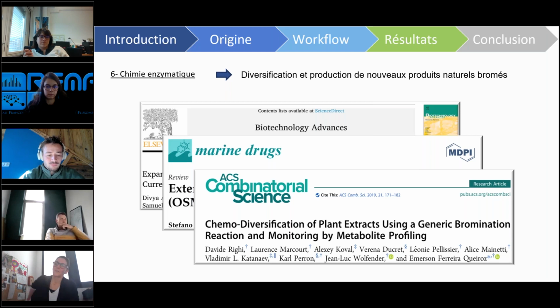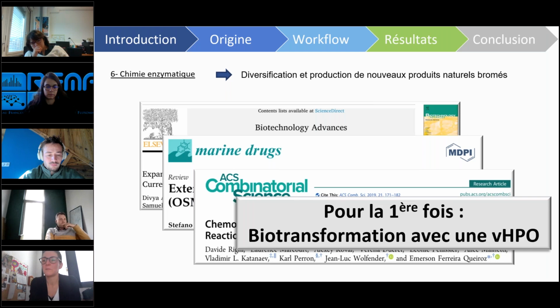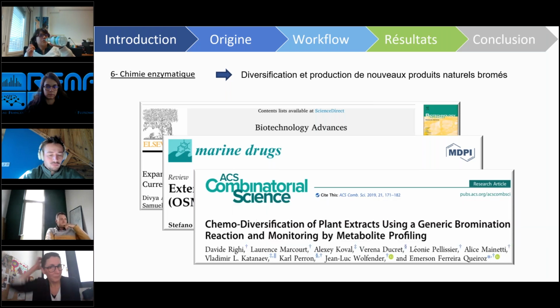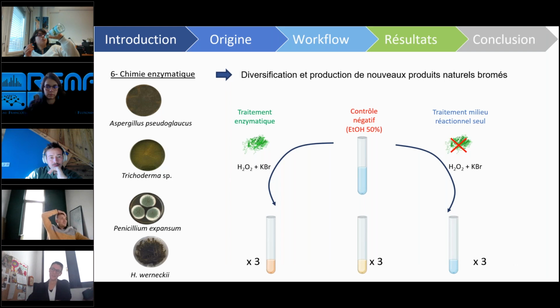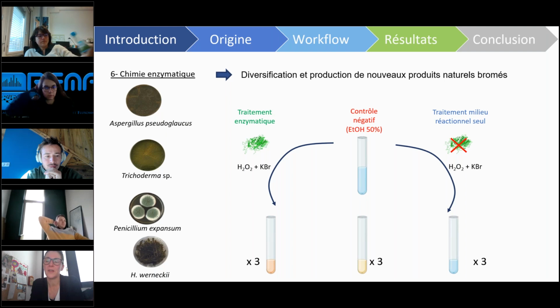For example, recently, one example of bromination has been performed, and we thought that because we have one enzyme that is able to do that, which is not specific to one substrate, since we've shown that it could react with different substrates, we could do the same. We could diversify our extract and generate new chemistry by using this enzyme on natural extracts. Next. So what we did is we used 4 different strains that were available in the lab.